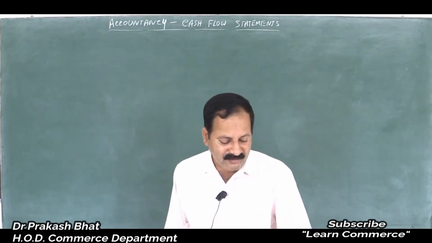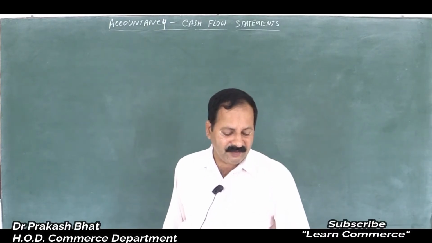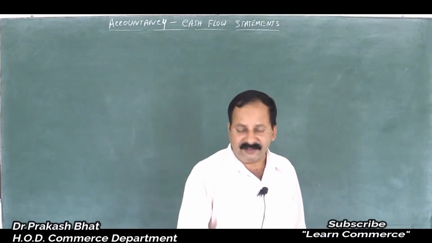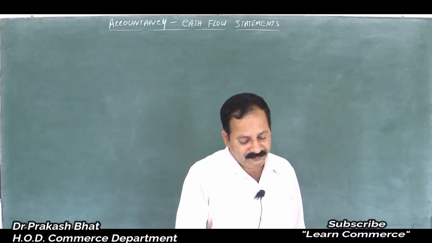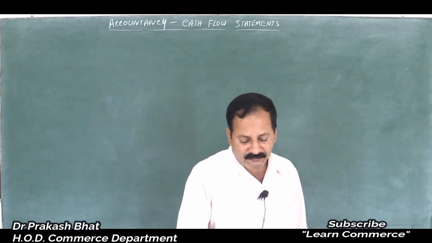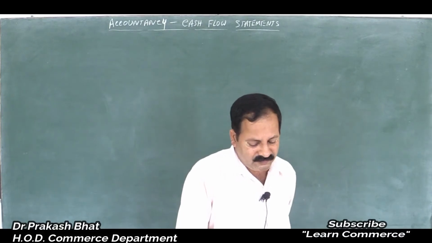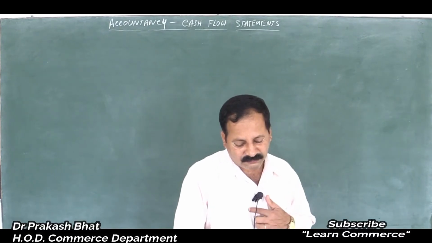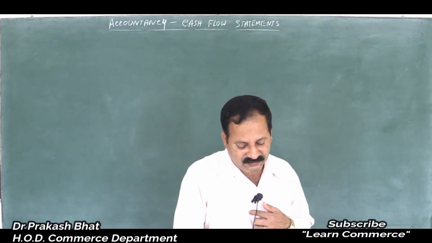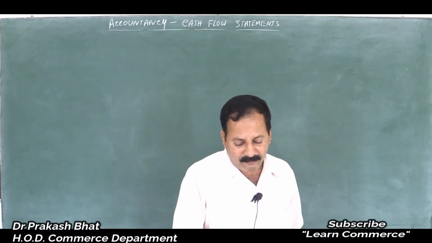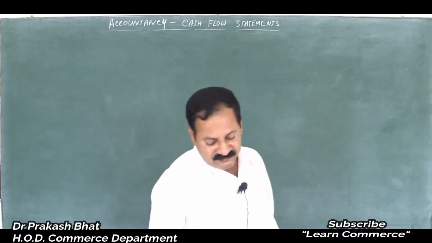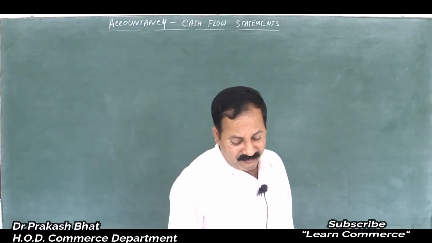Okay. National Trading Company Limited has given the following information. Plant opening balance is given on 1/4/2017, that is 1st April 2017, 1,20,000. Closing balance of plant is given on 31st March 2018, that is 1,50,000, isn't it? 17 to 18, that is the accounting year. Accumulated depreciation on 1/4/2017, 60,000. Then accumulated depreciation closing 40,000. During the year, a plant costing rupees 60,000 with accumulated depreciation of rupees 25,000 was sold for rupees 30,000.